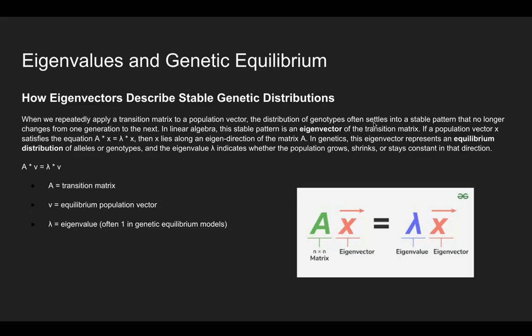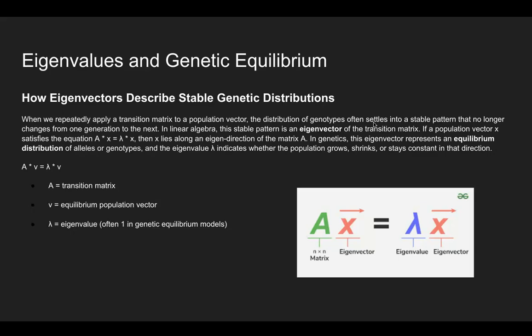Eigenvalues and genetic equilibrium: how eigenvectors describe stable genetic distributions. When we repeatedly apply a transition matrix to a population vector, the distribution of genotypes often settles into a stable pattern that no longer changes from one generation to the next. In linear algebra, this stable pattern is an eigenvector of the transition matrix.